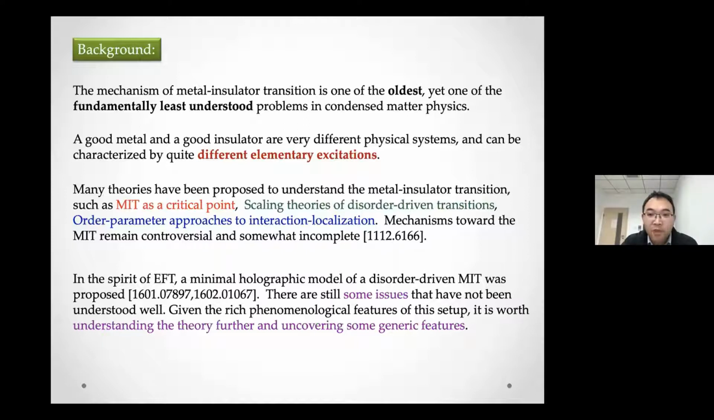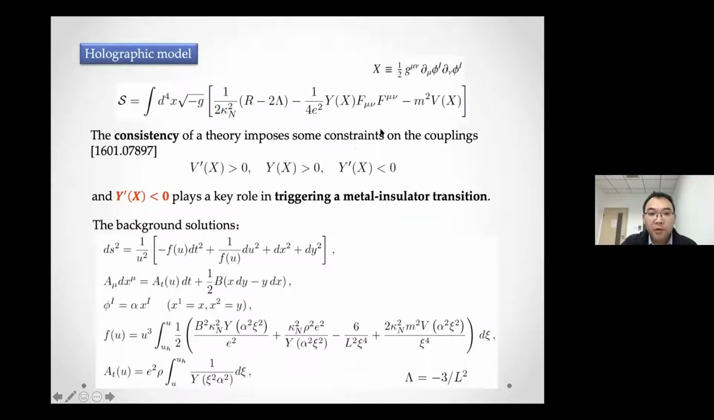Actually, in the spirit of the effective field theory, a minimal holographic model of disorder-driven metal insulator transition was proposed by these kinds of papers, but there are still some issues that have not been understood. Here we will understand this theory further and uncover some generic features. So actually we consider a very similar model. The key point is that we introduce a new coupling Y between the translation symmetry breaking sector X and the U(1) gauge sector.